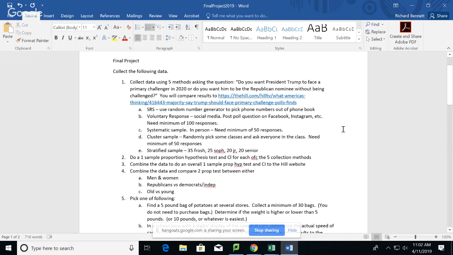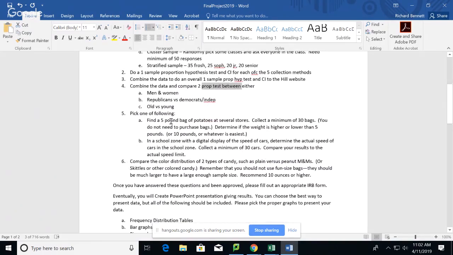Okay. So you're going to be doing how many? We've got 5 confidence intervals, 6, 7. You should have 7 hypothesis tests and 7 confidence intervals. Is this good practice for the final or what? For your final project, okay? Then you're going to have an 8th with the 5-pound bag of potatoes or the school zone.